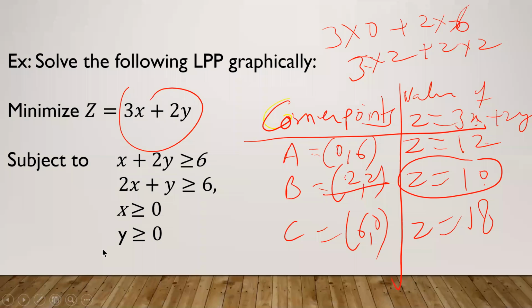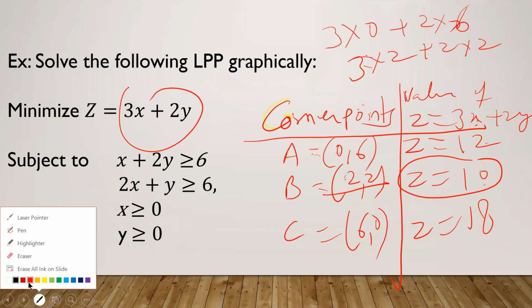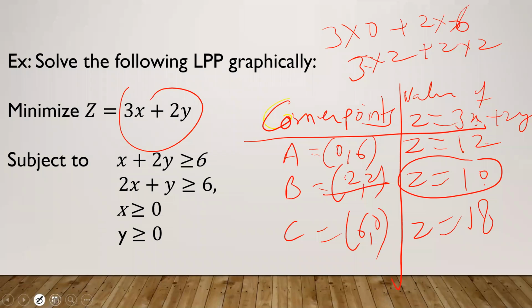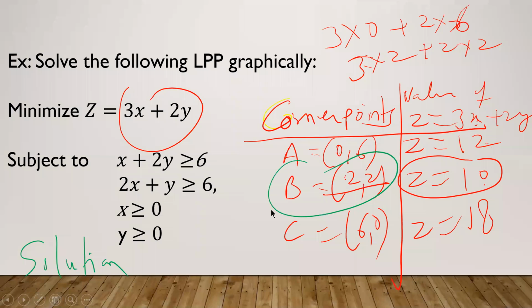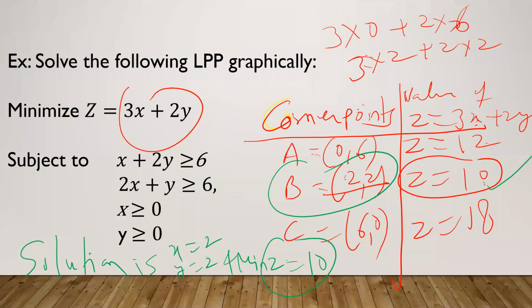So what is the solution of this problem? Let us write down the solution. Solution is occurring at which point? At 2, 2. Because at this point you are getting the minimum value of Z. So the solution is x is equal to 2, y is equal to 2. And what is the value of minimum Z? Z is 10. At this point, the value of Z is 10, which is minimum.